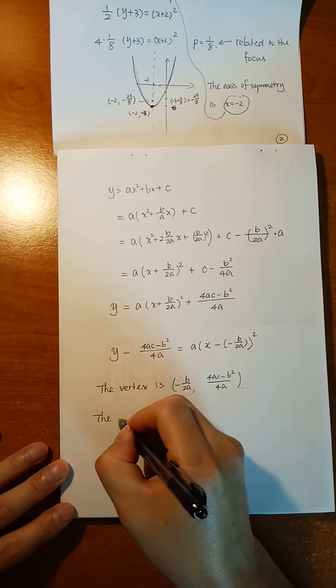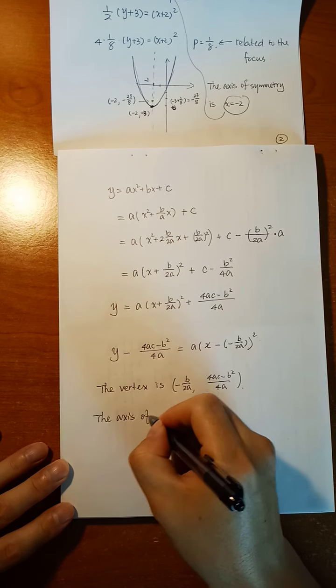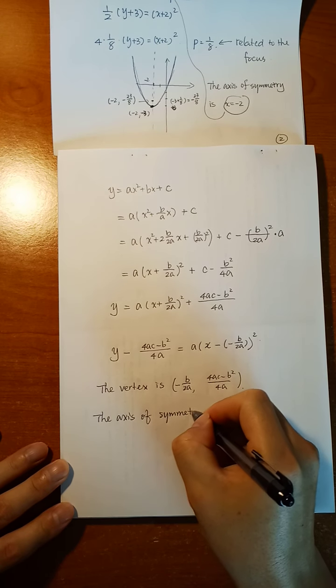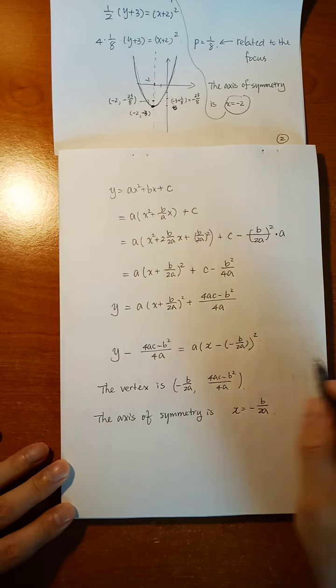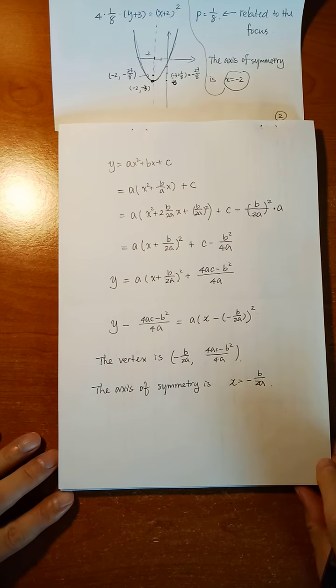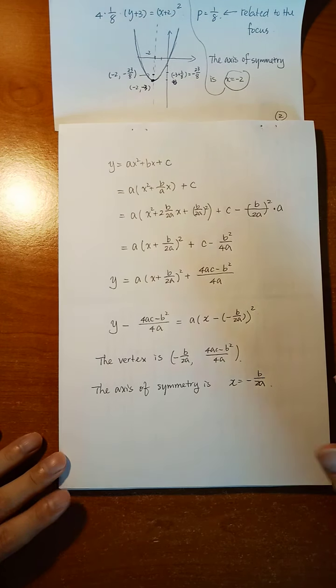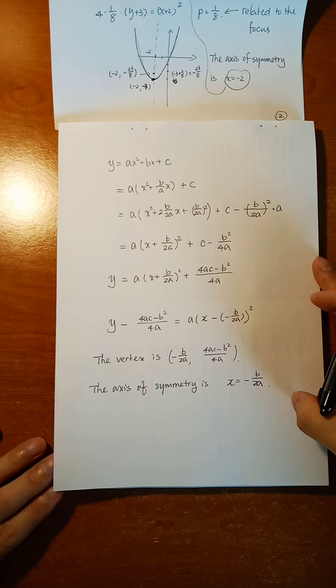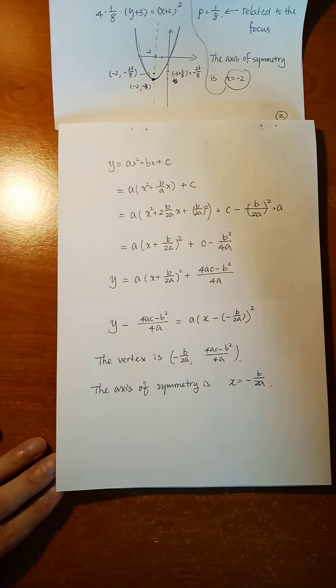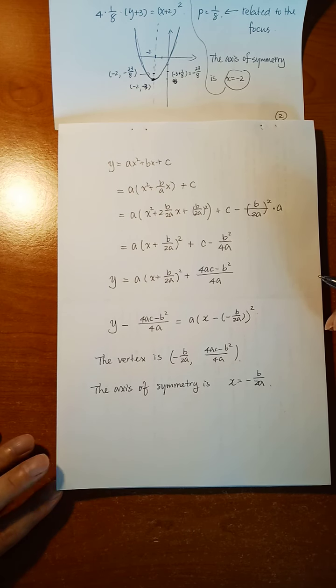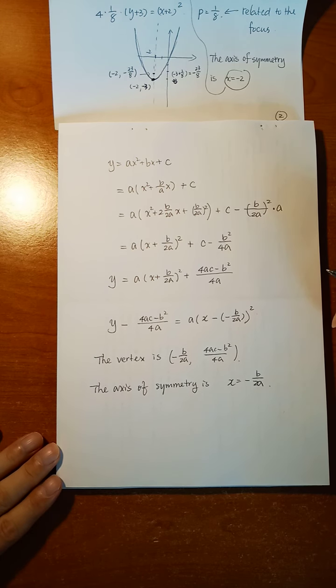The axis of symmetry is x equal to negative b over 2a. Okay, so that is the abstract computation with the coefficients a, b, and c. Right? So it's exactly the same steps as the first example. And when you have the vertex, you have the axis of symmetry.